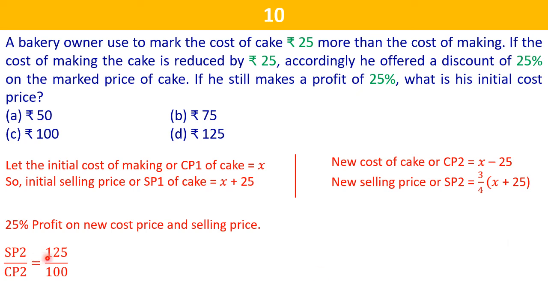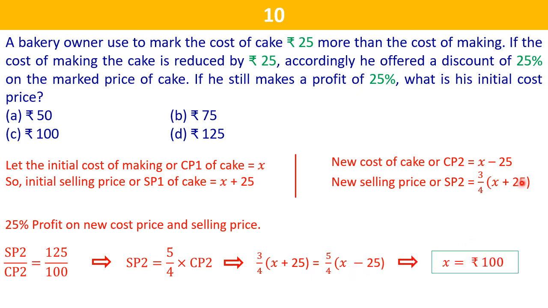The ratio of SP2 and CP2 will be this: if CP2 is 100, then SP2 will be 125, and SP2 is 5/4 of CP2. Now in place of SP2 we will put 3/4 of X plus 25, and in place of CP2, X minus 25. Solving this, X comes out to be 100 rupees. So this is the initial cost price of the cake. Option C.